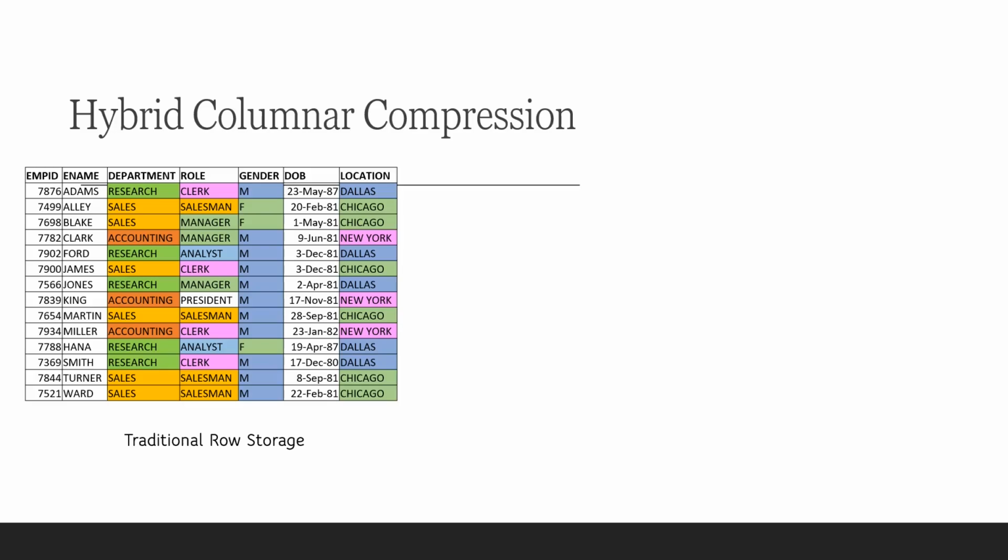We will just see a quick example of how row based and columnar based compression work. Say, for example, you have an employee table in which most of the values in the department, role, gender or even location will be repetitive. For example, if you take a location, it's Dallas, Chicago and New York. Those are the three distinct values, and the rest of the values will be duplicated.